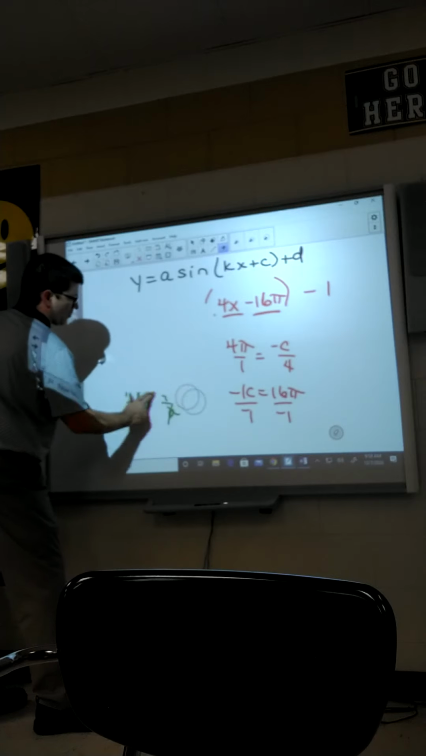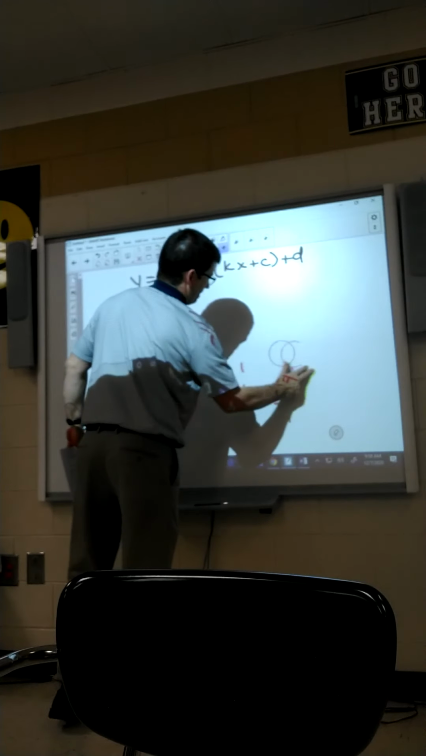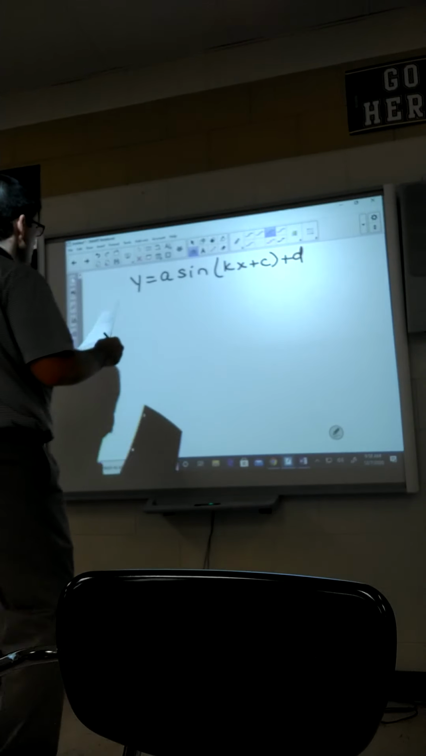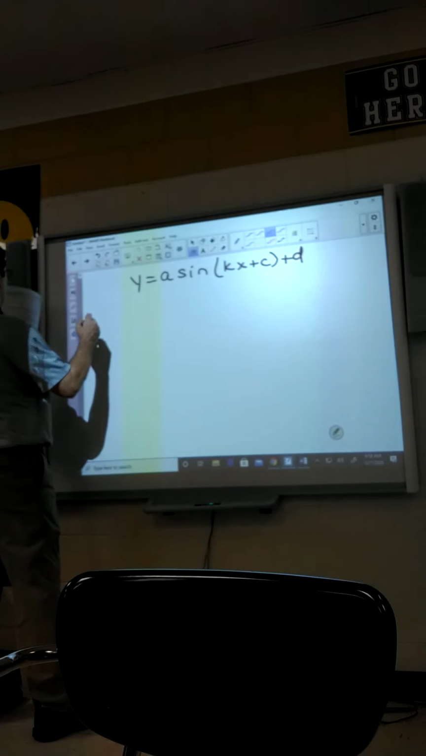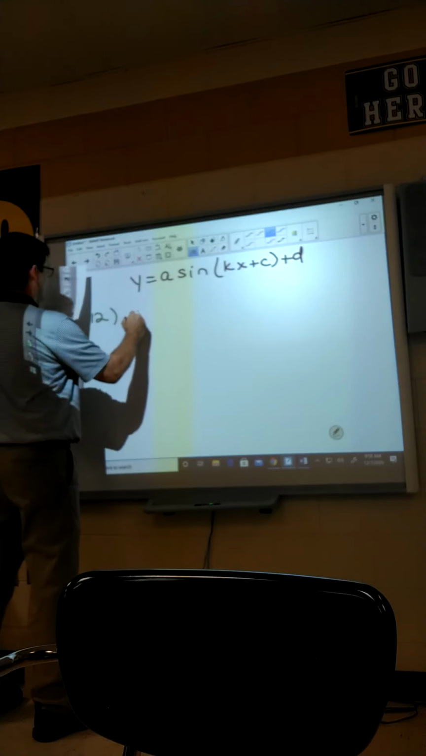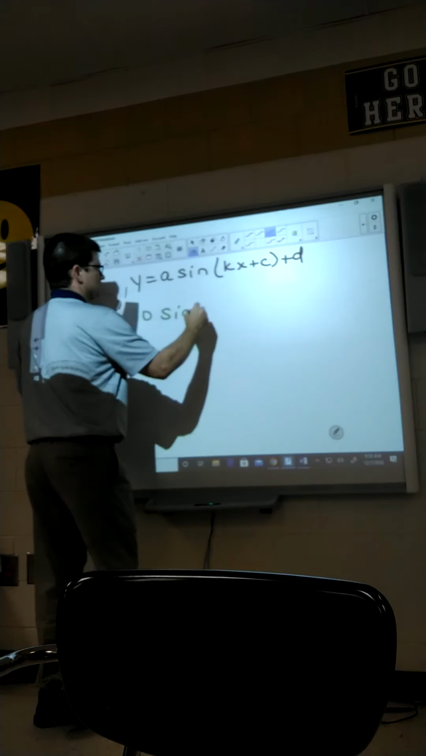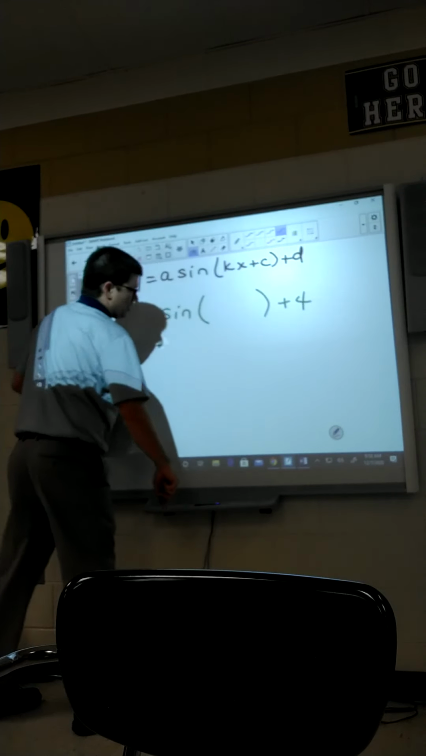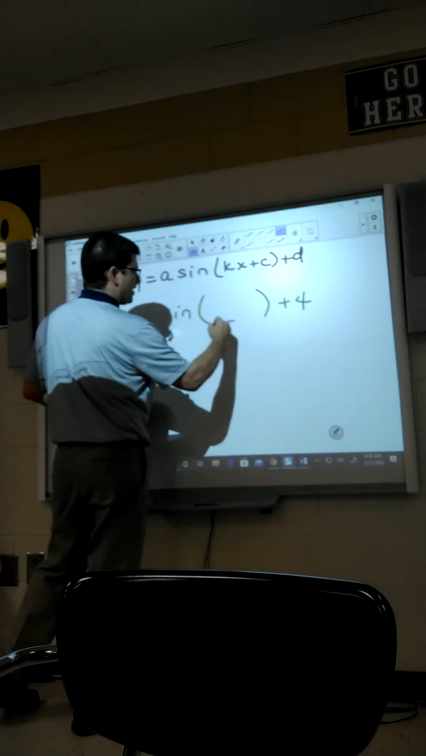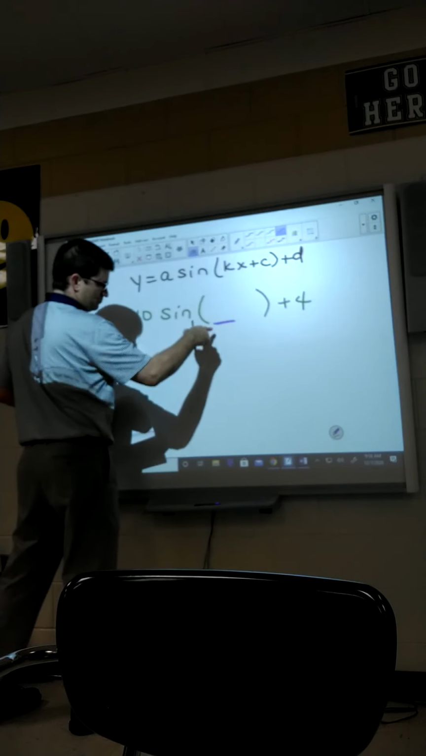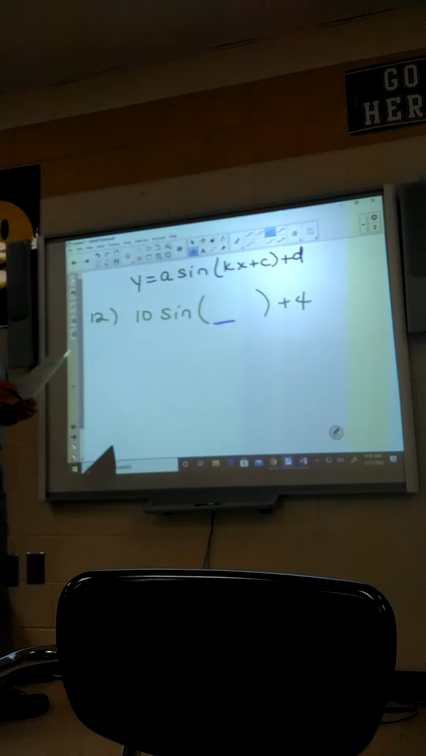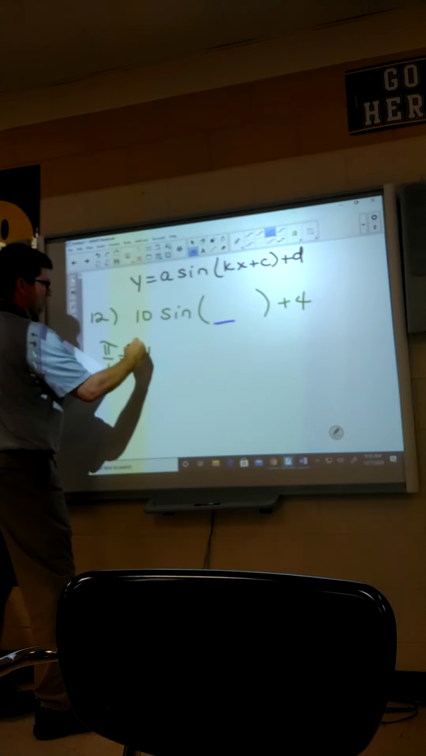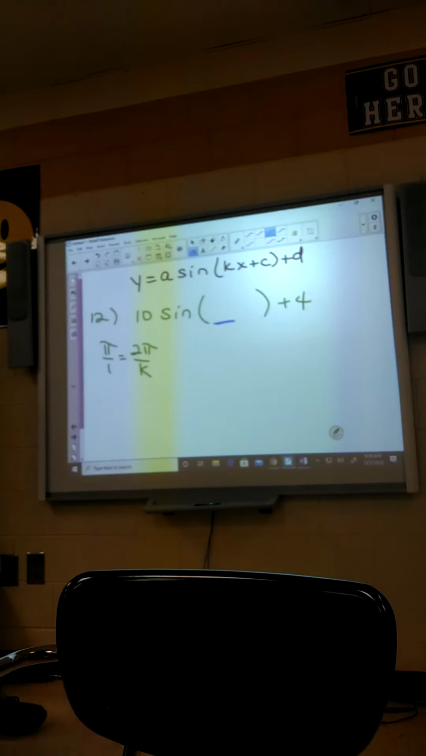Silas, go to 12. Y'all go ahead and set it up. All right, so number 12, we got 10 is the amplitude, and location change is 4. All right, Ryan, can you walk me through how do I find this number right here? What do I set up so I can cross multiply? Pi over 1 equals 2 pi over k. Very good, Ryan. Cross multiply that and tell me what you get.